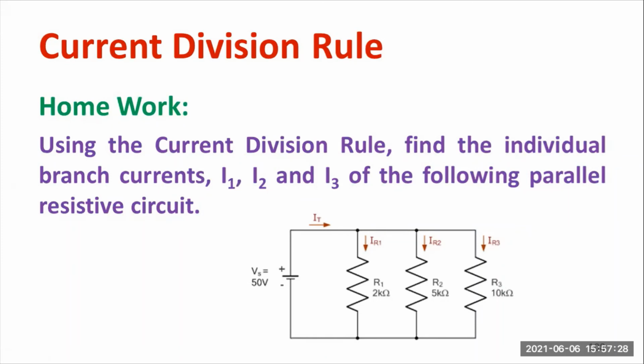I explained the shortcut also. Based on that, you can calculate IT. Once I get IT, you can calculate IR1 using the current division formula. Similarly, IR2 and IR3 you can easily compute. So this is the way you have to solve. Kindly solve this and put the answer in the comment box. I'm going to tell you whether your answer is correct or not. Still, in case of any confusion, please write in the comment box. I will reply.